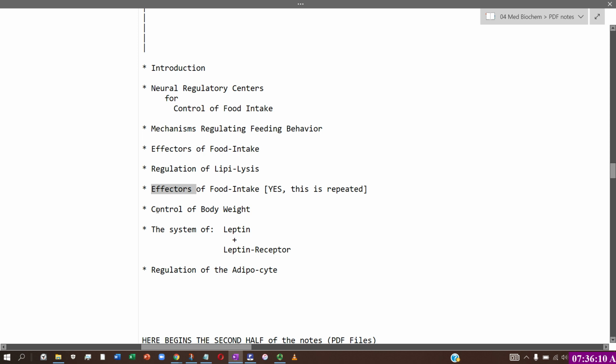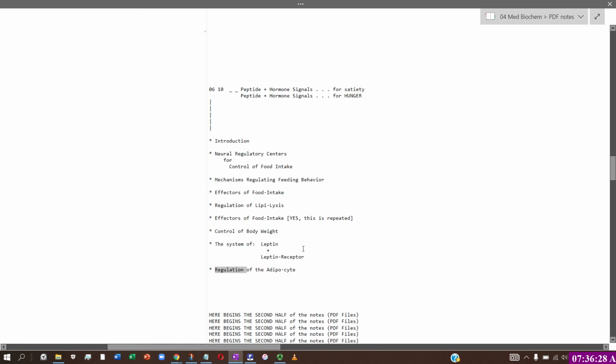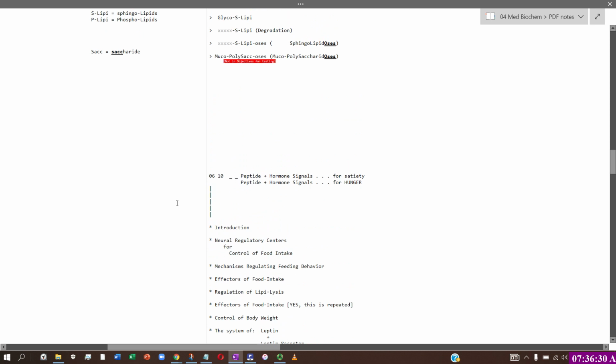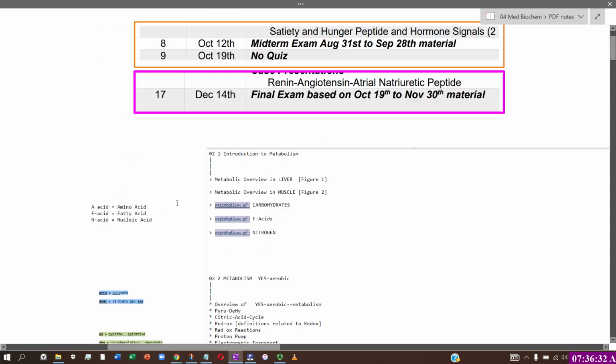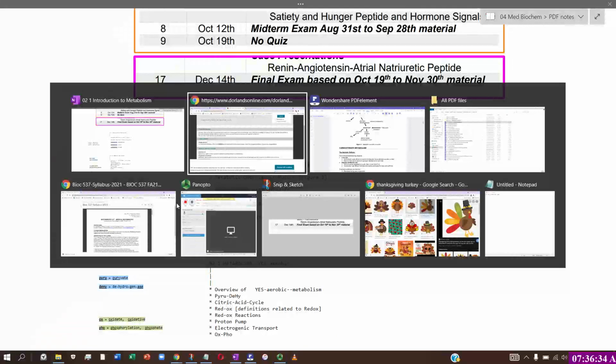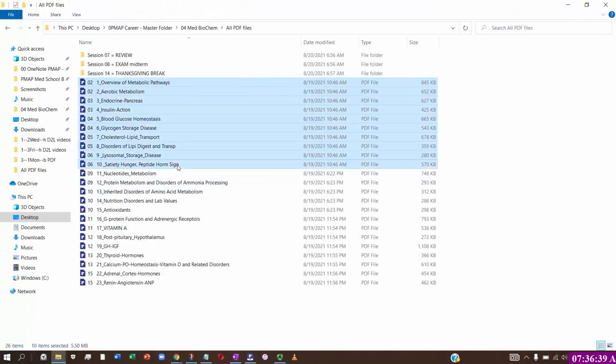The next is control of body weight, followed by the system of leptin and leptin receptor. Finally, we address regulation of the adipocyte, and I'm pretty sure that is a fat cell. So there you have it, an overview of what will be covered for the midterm, and that covers how many? 10, these 10 PDF files.